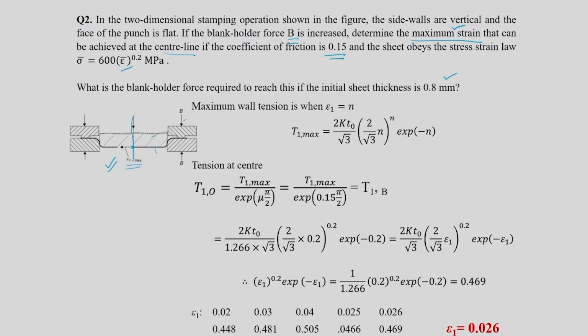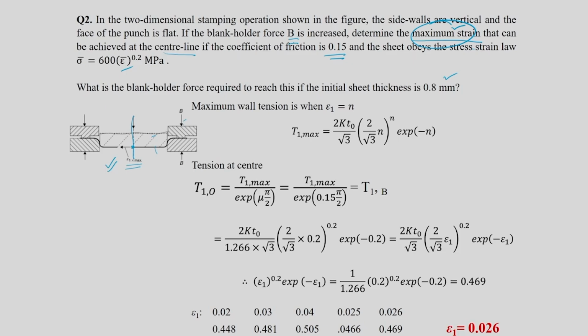So if you use the same thickness 0.8 mm, what is the blank holder force that is required to reach this particular strain which you are going to calculate, so that you give appropriate blank holding force such that the strain here will be lesser than this strain, because maximum strain means something is going to happen after that. So that is the situation.